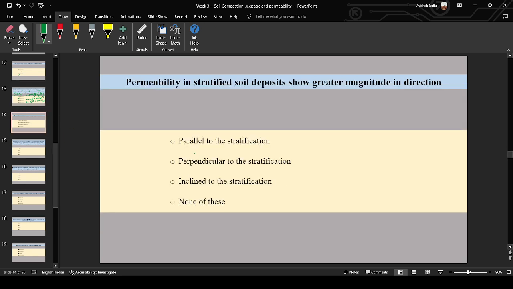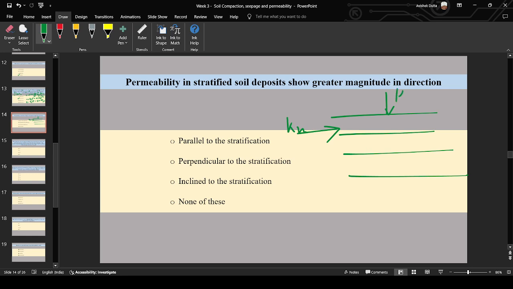Permeability in stratified soils. Stratified deposits show greater permeability in which direction? Now, stratified deposit means it has layers. Now we know water can flow in this direction or in this direction. If it flows in this direction, we'll say it is KH, permeability in the horizontal direction, and vertically it is KV, the same in the vertical direction.